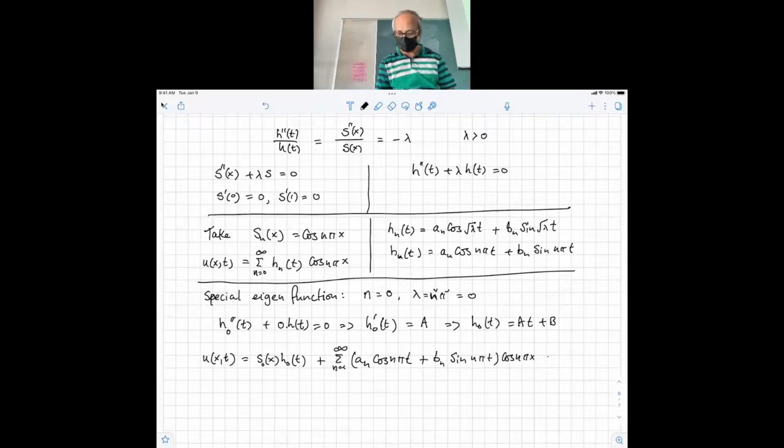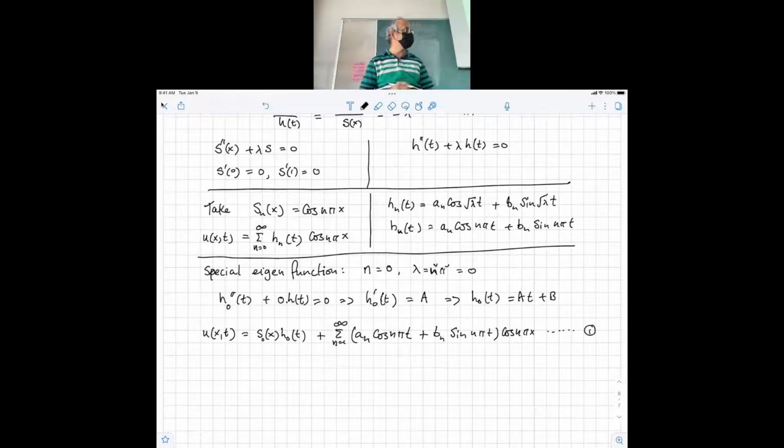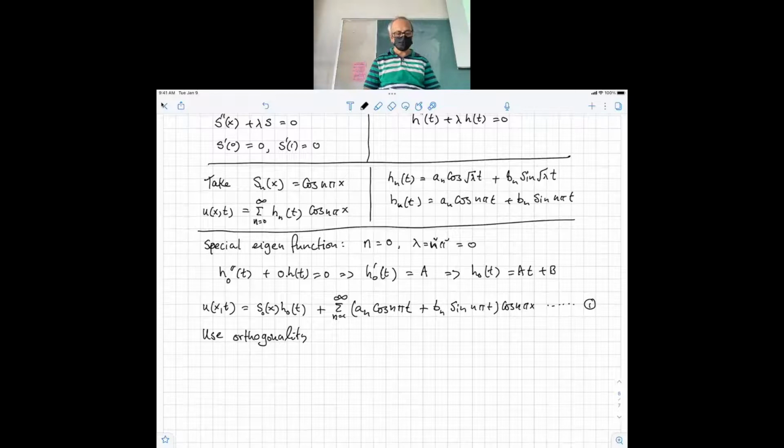Okay, so maybe I put in equation number 1 here. That will be useful to refer to where I'm going from one step to the next step. Right? So now we can use orthogonality. So how do we use orthogonality? To use orthogonality, we look for the initial condition and apply it to the initial condition.